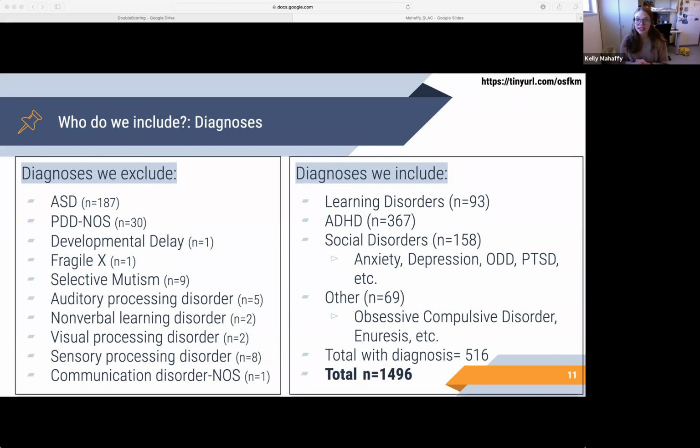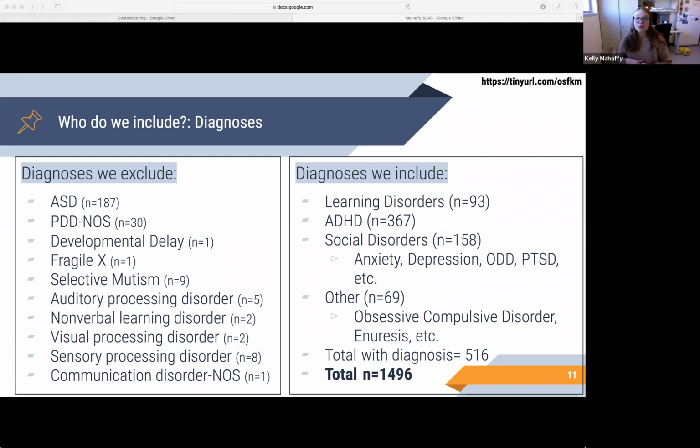So we tried to exclude things that we felt would directly impact reading or language abilities, that we had good evidence would impact brain structure, or that we felt might impact something along the way to reading, such as vision or sensory processing. On the left, you'll see the diagnoses we exclude. We exclude things like autism, pervasive developmental delay, not on the spectrum, developmental delay, Fragile X, selective mutism, etc. The numbers that you see are the numbers of participants that were excluded as having that diagnosis. And these were done in this order. Some of these children would have had multiple diagnoses, but they were screened in this order.